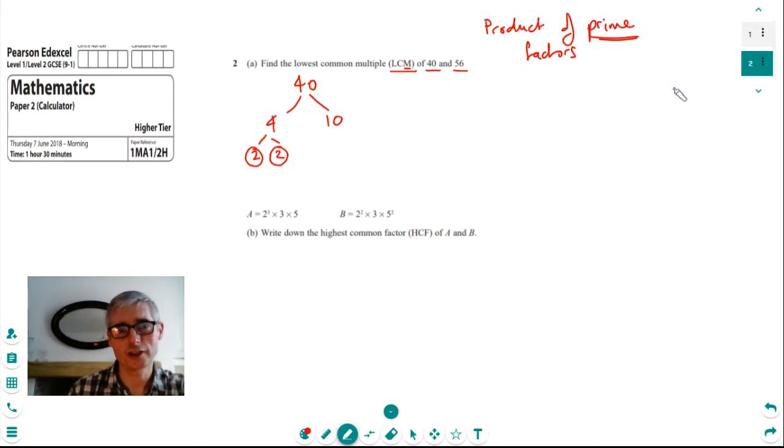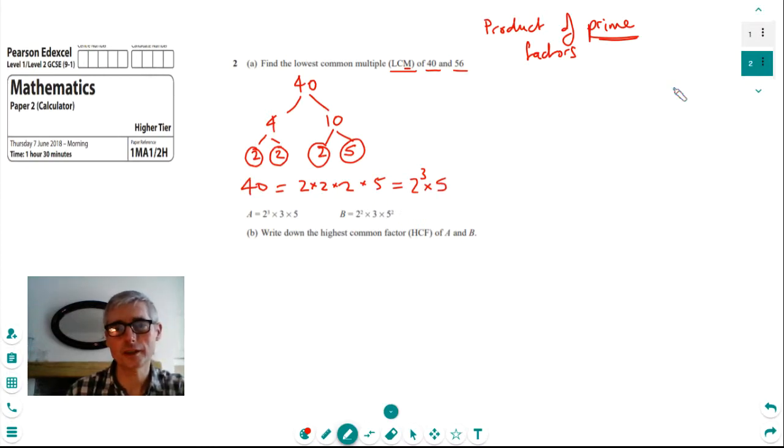Then let's see if we can go any further with the 10. Well, 10 can be written as 2 times 5. And because we've reached prime numbers at the end, we wouldn't be able to break it down any further, so we can circle these. So 40 can be written as 2 times 2 times 2 times 5. And that is prime factors, and it's a product because they're being multiplied together. Another word for product is multiplication. We can tidy that up if we wanted, because we could write it as 2 cubed times 5.